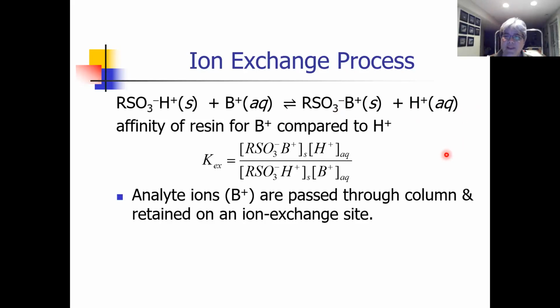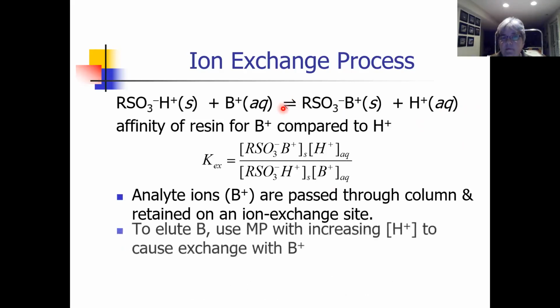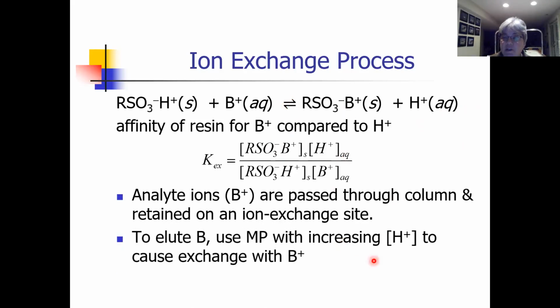Now, how do I get them back off the column? Well, notice this is an equilibrium. So if I change the hydrogen ion concentration, if I increase this concentration, I'm going to push this equilibrium back this way, which means that ion that's on the column is now going to come off.